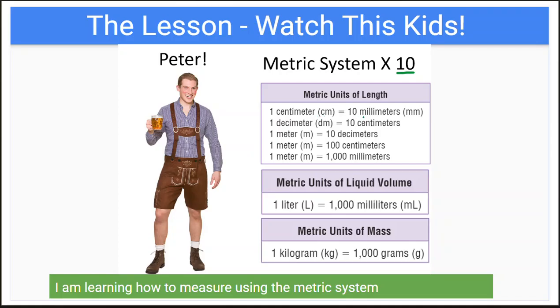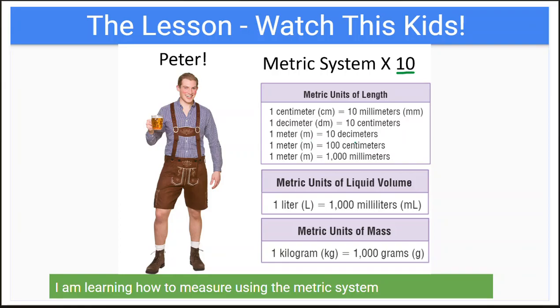1 centimeter equals 10 millimeters, okay? And millimeters are really tiny. All right, I'll show you in a second. And then 1 decimeter equals 10 centimeters. So if you had 1 centimeter, you have 10 millimeters. If you have 10 centimeters, which is 100 millimeters, that's a decimeter.